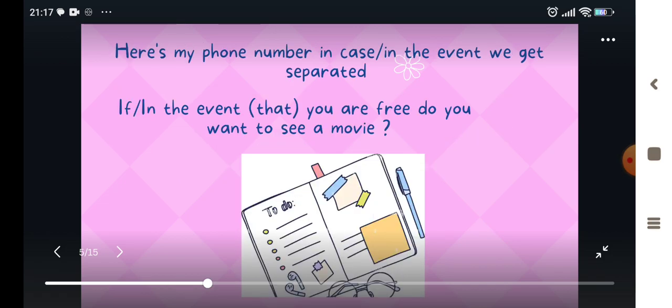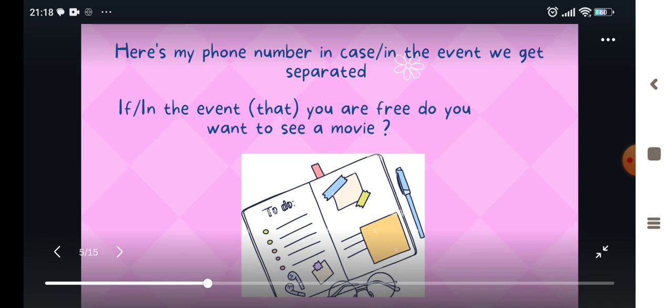Here's my phone number in case we get separated. The term in case is often used without the preposition of to mean if. In the example, here's my phone number in case, or maybe in the event, we get separated, you'd mean the other person should use it if the two of you get separated. This is the meaning.